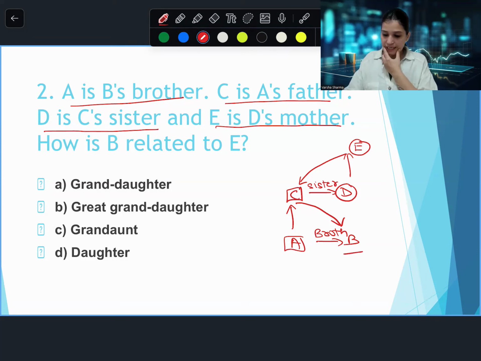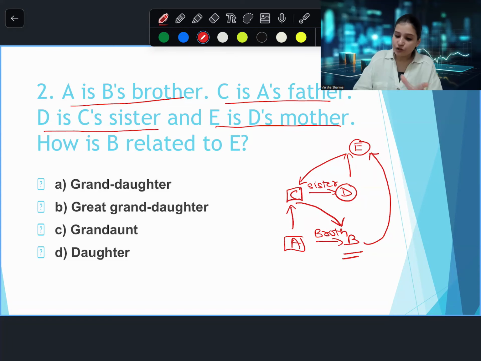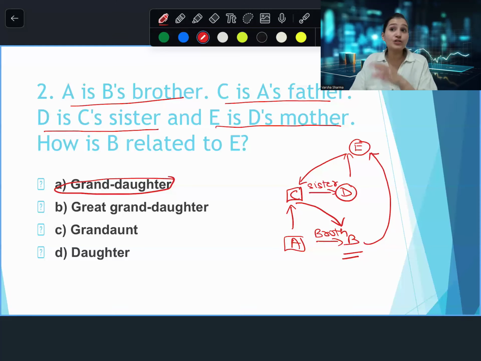How is B related to E? It's either granddaughter or grandson, right? We are not sure about the gender of B. If there was an option which consisted of granddaughter slash grandson, that would have been my answer. If the option was cannot determine the gender, that would have been my answer. But since none of those options are there, by default I have to mark the answer to be granddaughter. I'm not even sure that B is a granddaughter because B could also be a grandson. We are not sure about the gender of B.